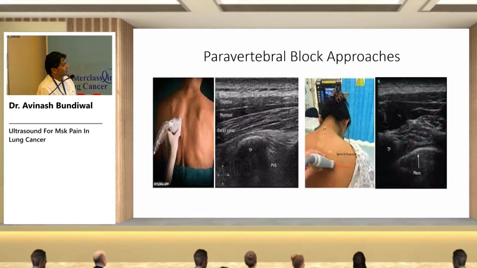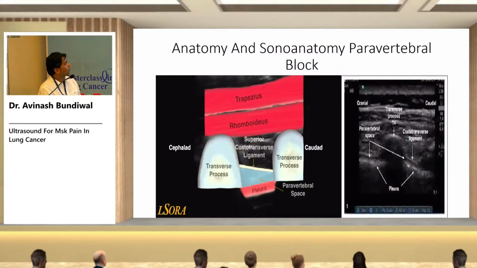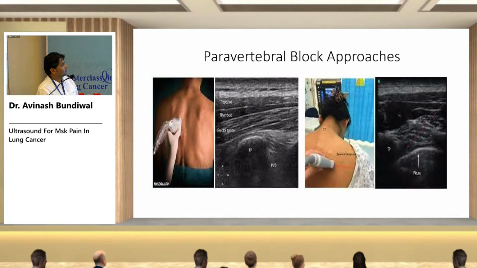So this is a slide I took from Google. So there are two approaches of the paravertebral block. One is longitudinal approach, where probe is in longitudinal position parallel to the spinous process. Second is transverse approach, where your probe is perpendicular to the spine. So here is the paraspinal muscle. This is a slide where we can see two transverse processes. So this is the longitudinal approach. So probe position is like this.